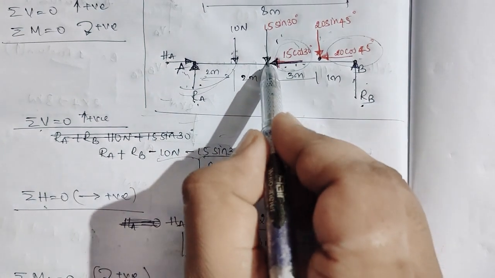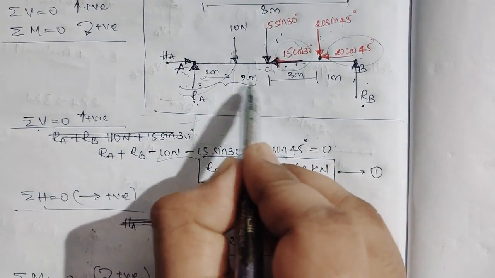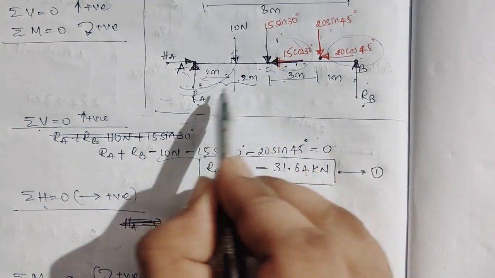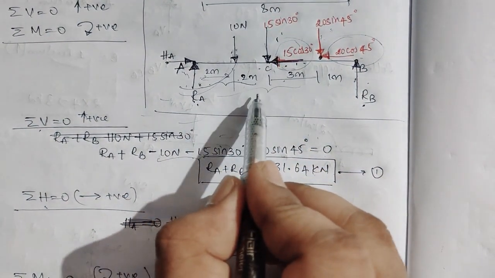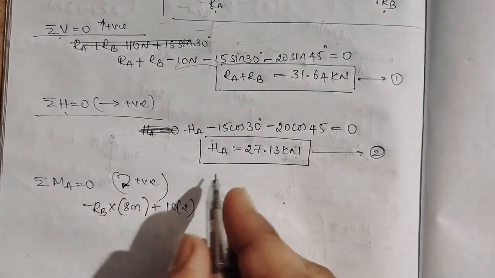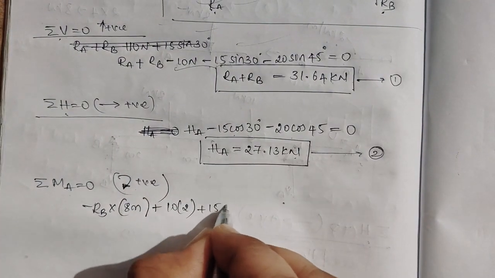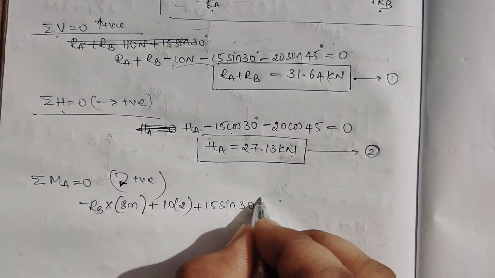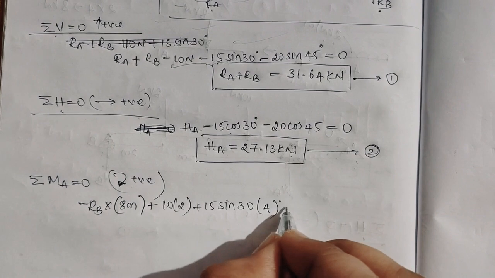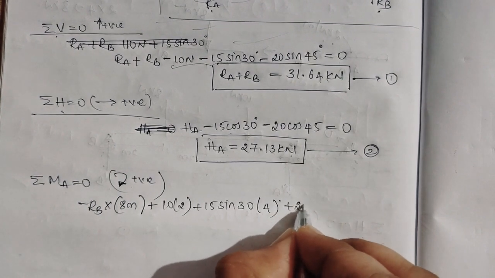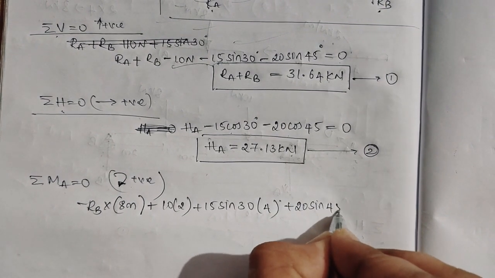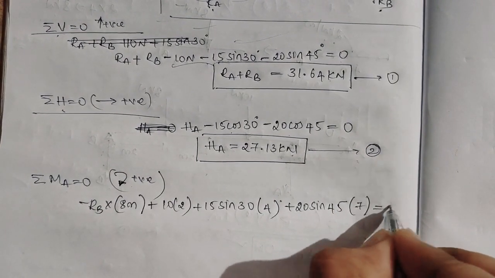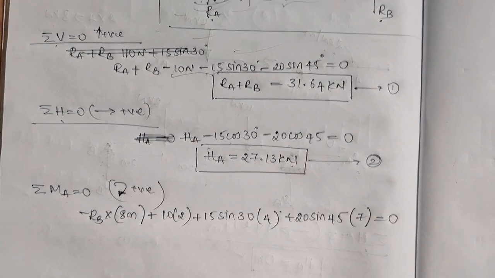Okay, so for 15 sin 30 we have to take 4 meter. When we take 20 sin 45, 2 plus 2 plus 3, we will take 7 meter, like that. So it would be 15 sin 30 into 4 plus 20 sin 45 into 7 is equal to 0.